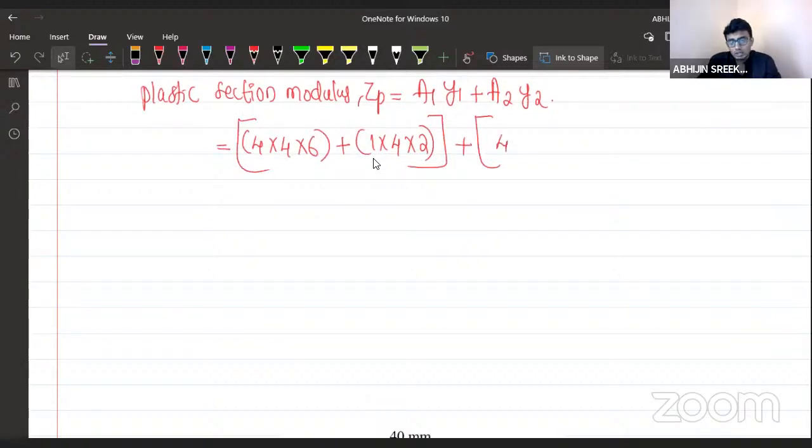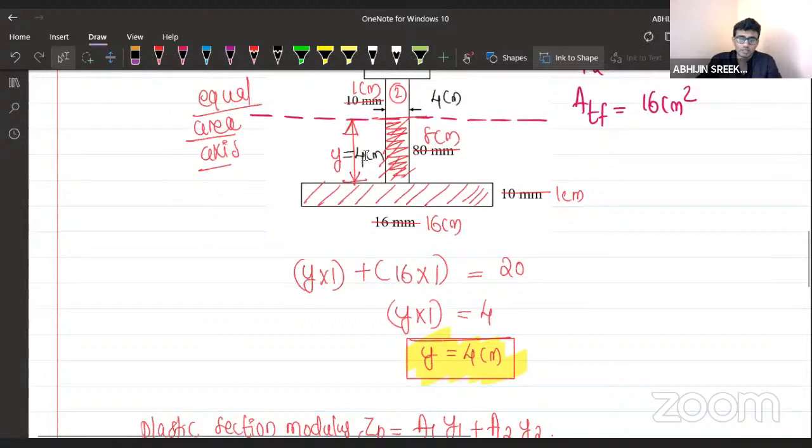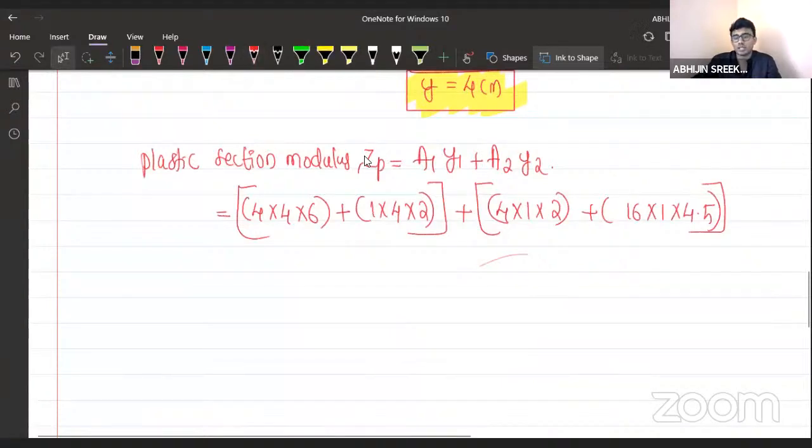How to calculate it? 4 into 1 into 2 plus 16 into 1 into 4.5. You can just cross check it and tell me whether it is correct or not. It's correct only. Just follow the same procedure, right? We have 4 here. 4 into 1 into 2 from here, and again 16 into 1. This is 4. The center is 0.5, so 4.5. So tell me the plastic section modulus here. Just multiply it and get me the answer.